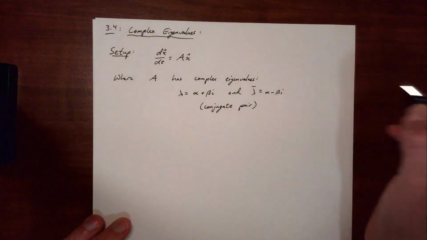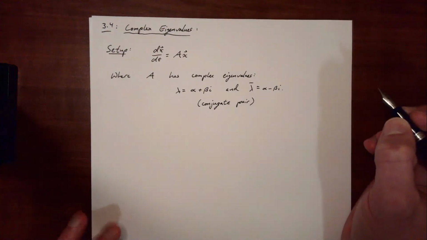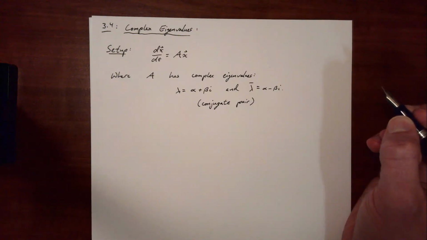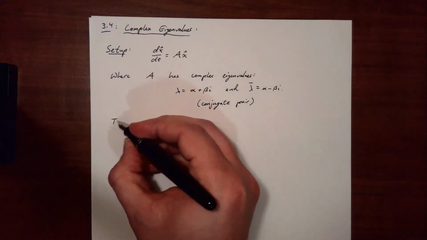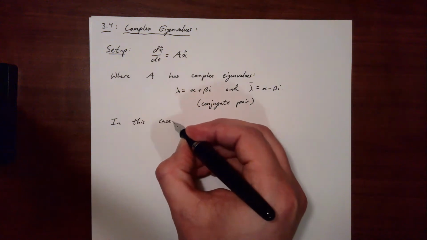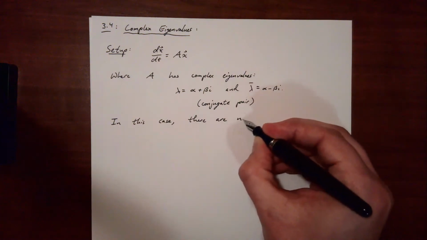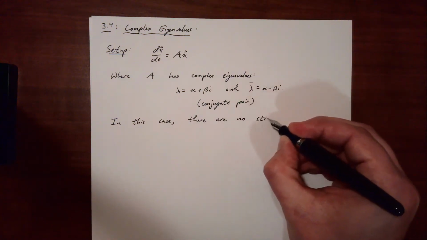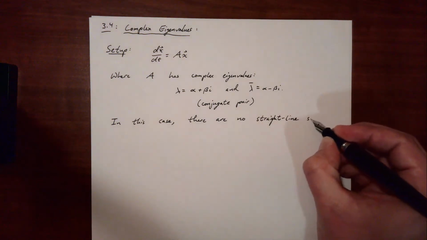Okay, so the question: how much of what we have already been doing can we still do, and what adaptations do we have to make? All right. Well, first off, in this case, there are no straight line solutions.